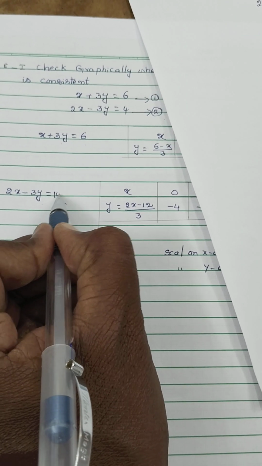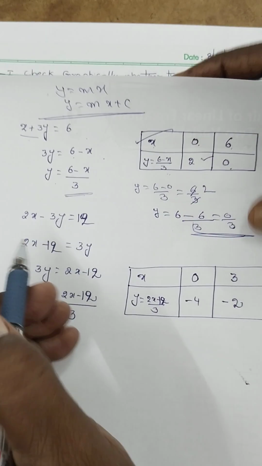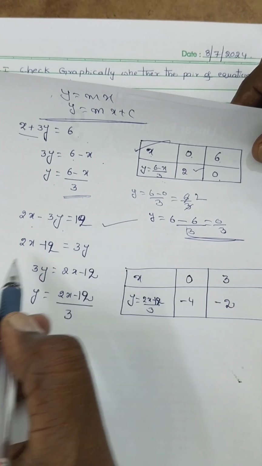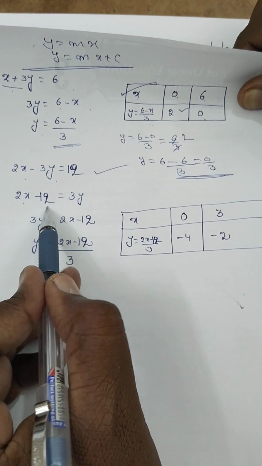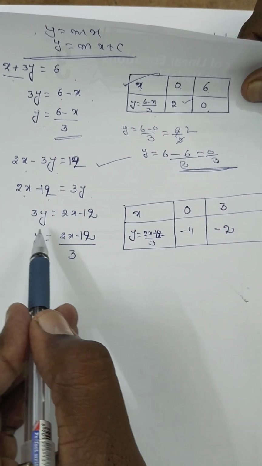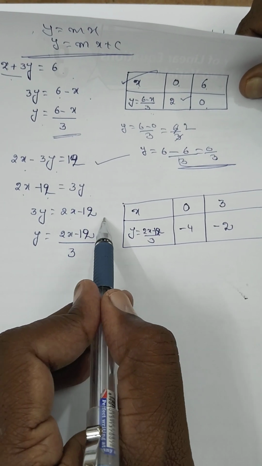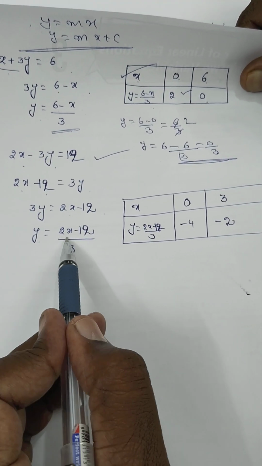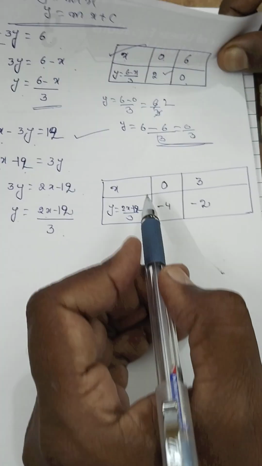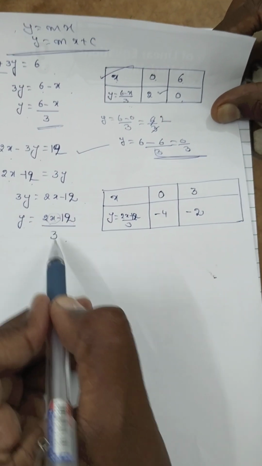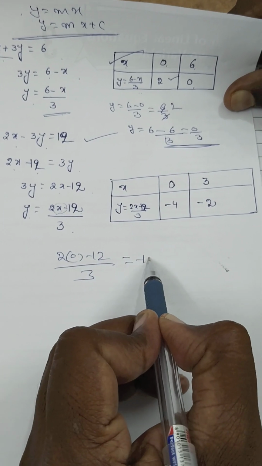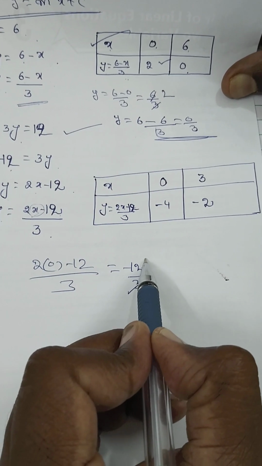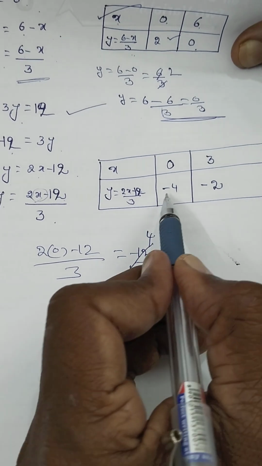2x minus 3y is equal to not 4, this is 12. I wrote 4. Here 2x minus 3y is equal to 12. Then again 2x, take 12 to the left side, it becomes minus 12 is equal to 3y. Then you have to write again 3y is equal to 2x minus 12. Y is equal to 2x minus 12 by 3. Put the value in the place of x, 2 into 0 minus 12 by 3, that is equal to minus 12 by 3. 3 will be cancelled 4 times, minus 4.